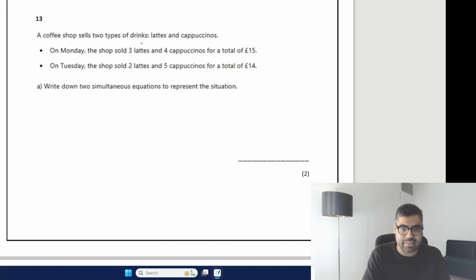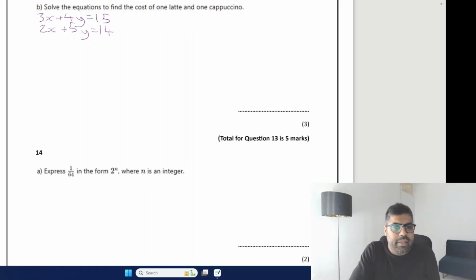So let's just call lattes x. Let's call cappuccinos y. So we're going to have 3x, and then we're going to have 4y, and that gives us £15. So we're just going to write 15. And then on the second line, for our second equation, we have 2 lattes, so 2x, and we have 5 cappuccinos, and that gives us 14. And that is our 2 marks. So for part B, we need to solve the equations. Fairly straightforward.